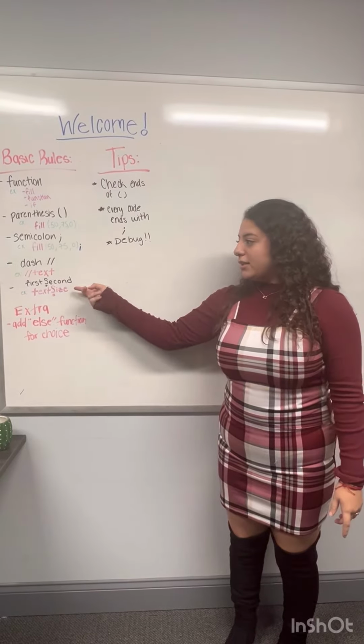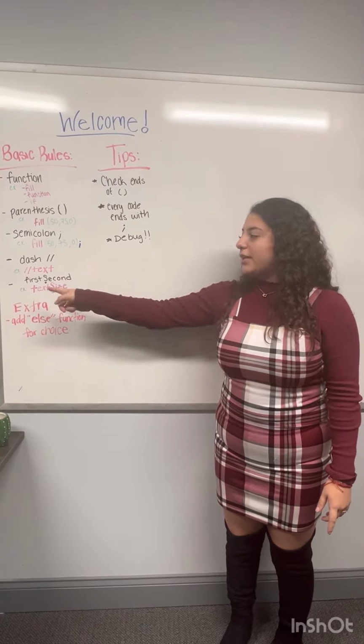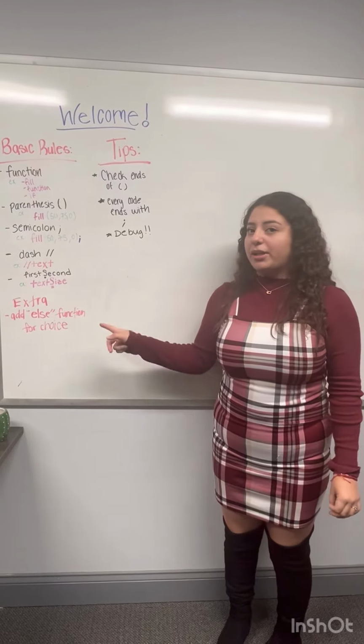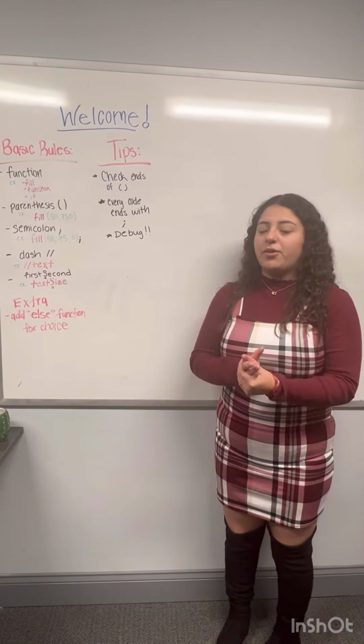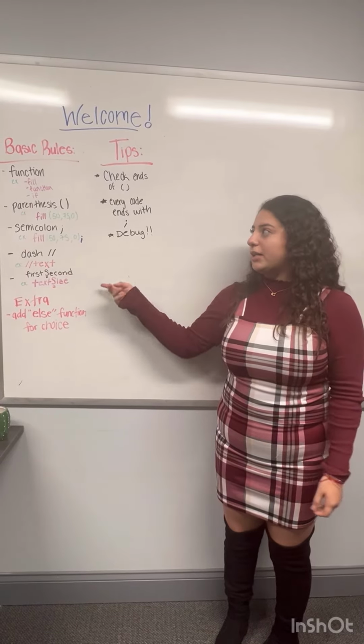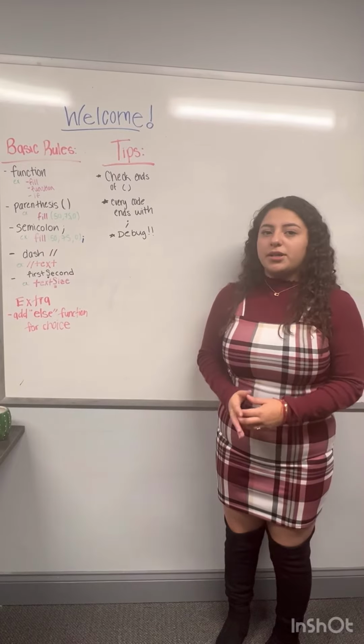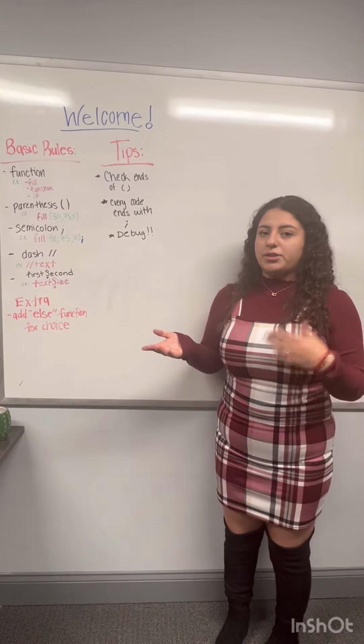Next is going to be this example, which is going to be the first. If it has two words, it's going to be first and second. The second letter is going to be capitalized because it can't have a space in between, or else the code won't work. And this is also an example of a function. An extra little tip is using the function else, which can give you a choice to do this. If not, it will do something else.